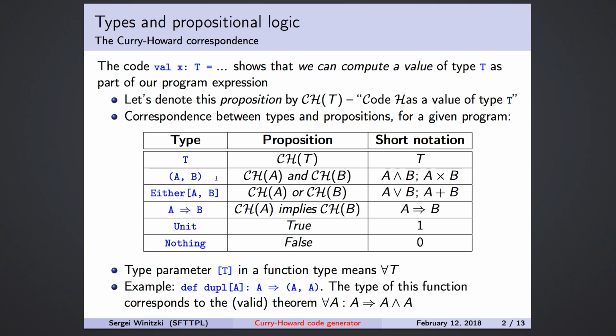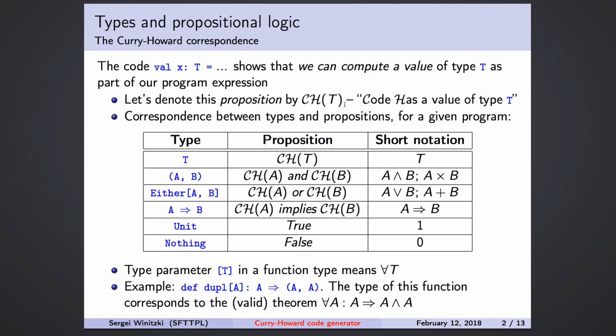So suppose you have code like this in your program. Assuming that this code compiles and runs, of course, this means you have been able to compute a value of type t in this program, in this place. So this is a proposition that your program can compute, or your code has a value of type t. And let's denote this proposition by CH of t. So that means the code has a value of type t. It doesn't matter which value, just some value of type t.